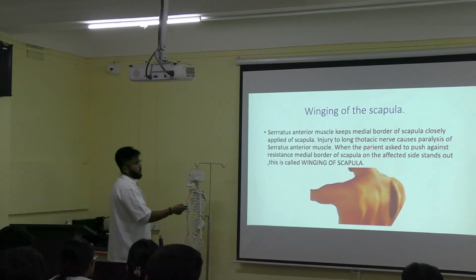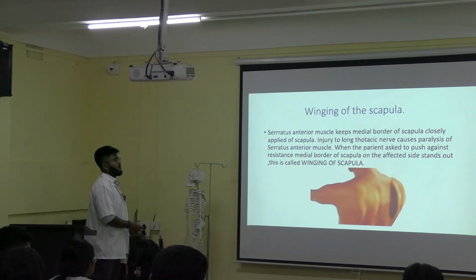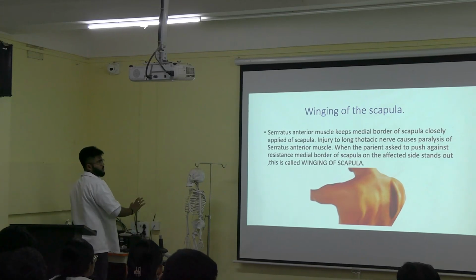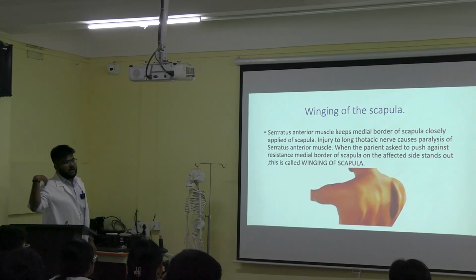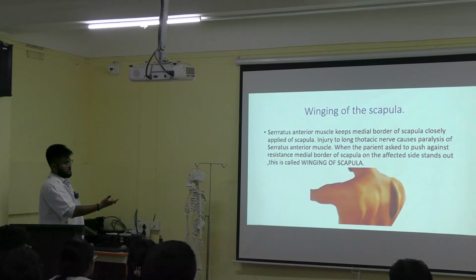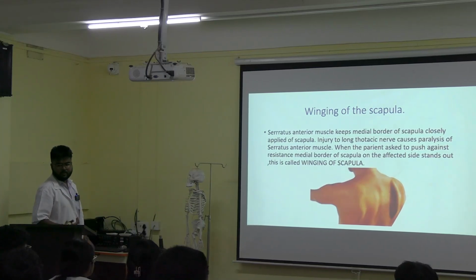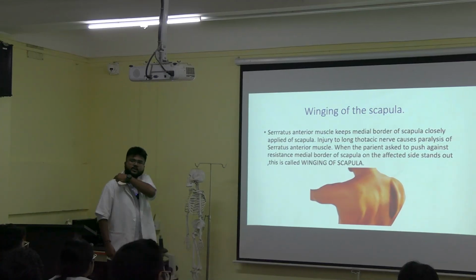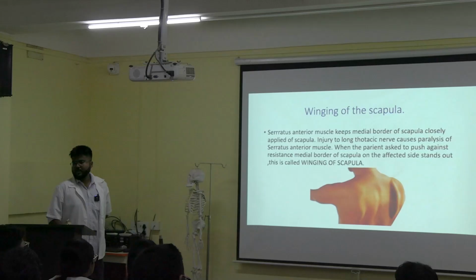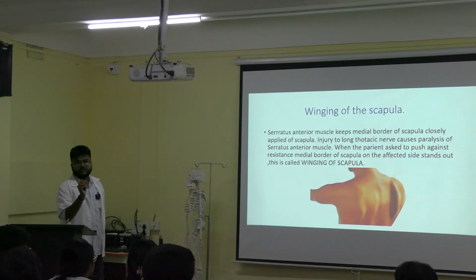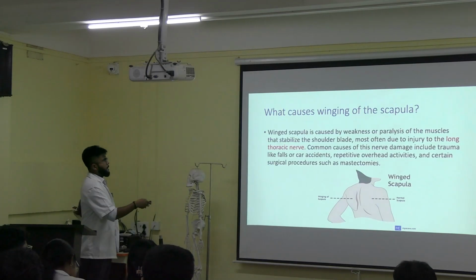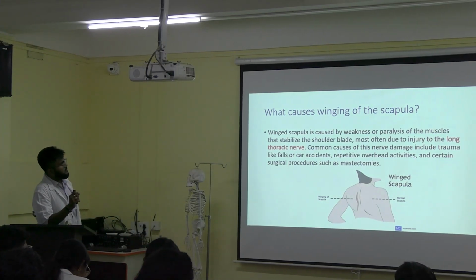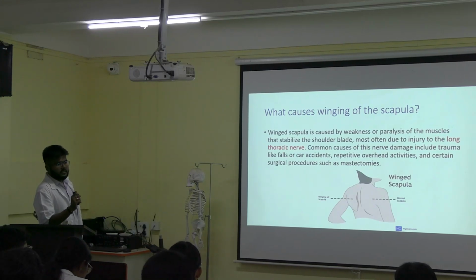So for examination, you ask the patient to push against resistance. The medial border of the scapula on the affected side stands out, meaning it is prominent. This situation is called winging of the scapula. The scapula is winged, meaning the medial border is prominent because of serratus anterior paralysis. Winging of the scapula is caused by weakness or paralysis of the shoulder muscles, most often due to injury of the long thoracic nerve.